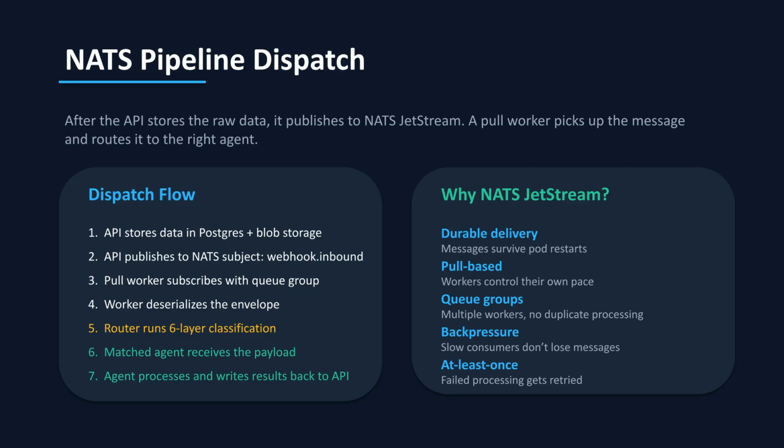The NATS pipeline dispatch begins after the API stores raw data and publishes it to NATS Jetstream. A pull worker picks up the message and routes it. NATS Jetstream provides durable, pull-based delivery, queue groups for efficiency, backpressure handling, and an at-least-once guarantee for reliability.